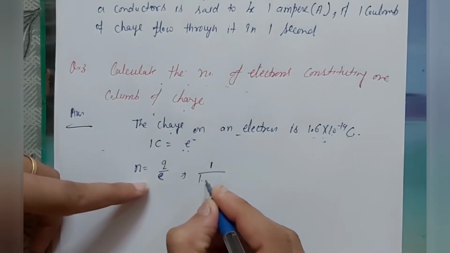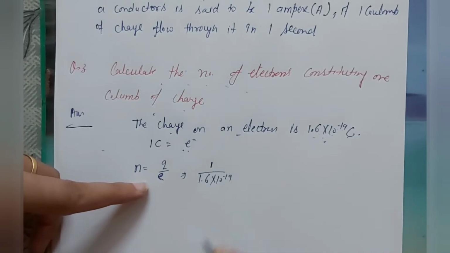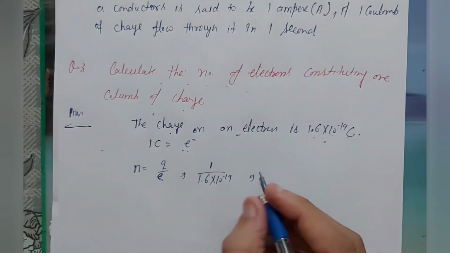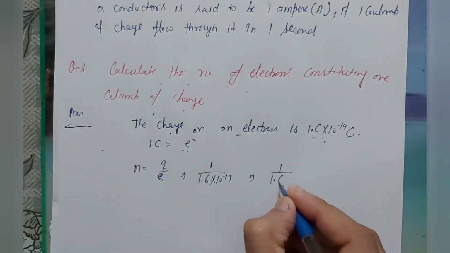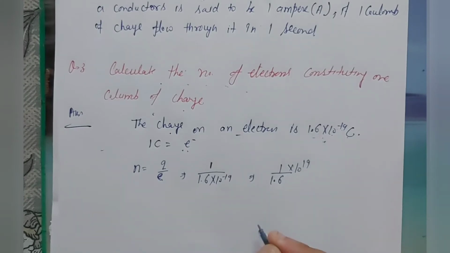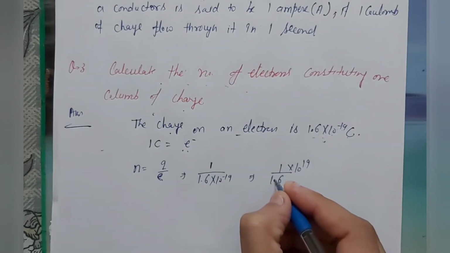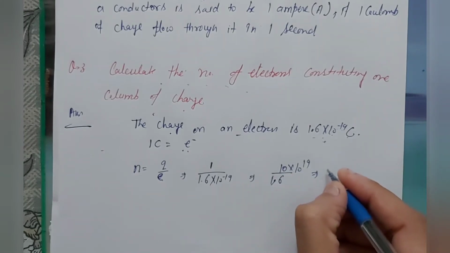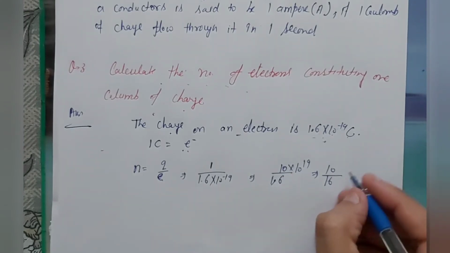So 1 minus 6 into 10 raised to power minus 19. Now let us solve this. If we want to solve this, then 1.6, when we take this upper side, it will be equal to 19. Okay, so now cut this point, and now 0 will come.